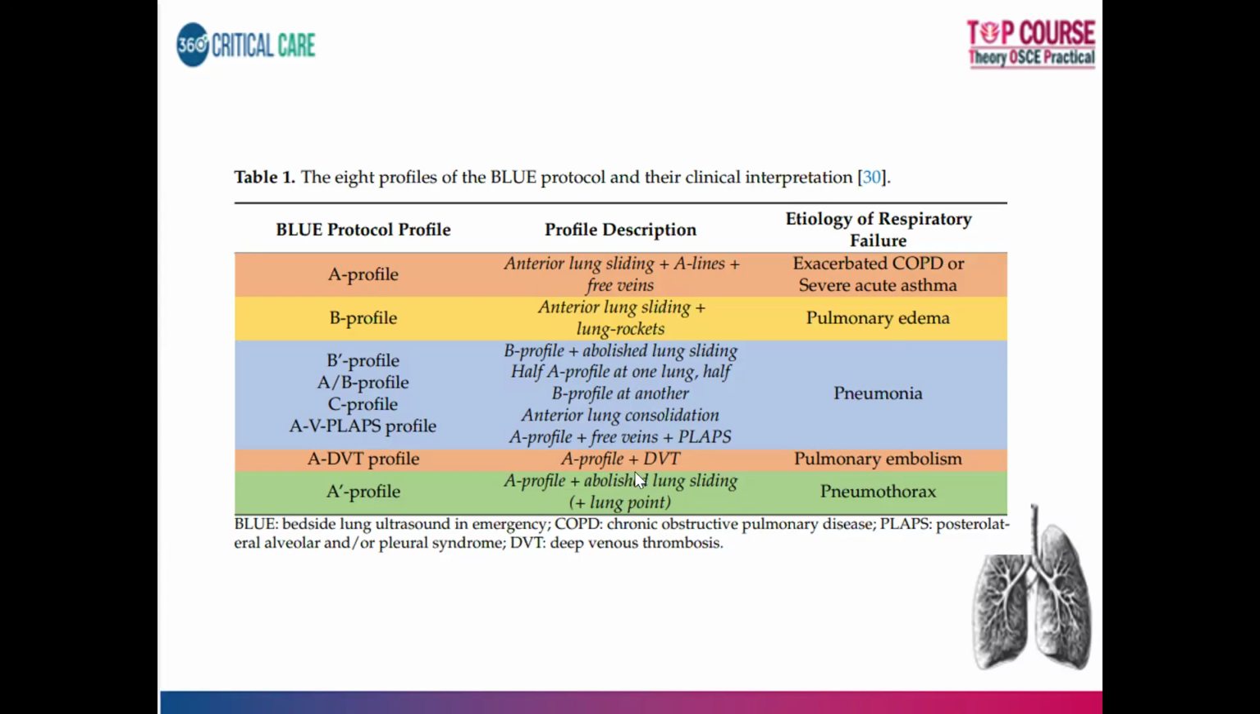Okay, so C profile refers to anterior lung consolidation. PLAPS usually refers to the presence of pneumonia, wherein you can see an A profile, presence of free veins, and probably consolidation as well. Okay, DVT profile usually you see in pulmonary embolism, wherein, as I mentioned earlier, you'll have an A profile in the lung. What usually happens is pulmonary oligemia, which sets in pulmonary embolism.